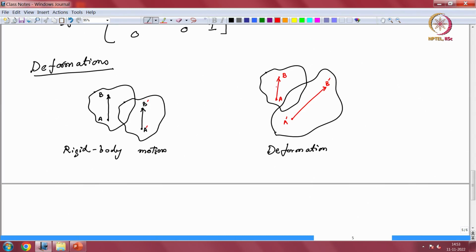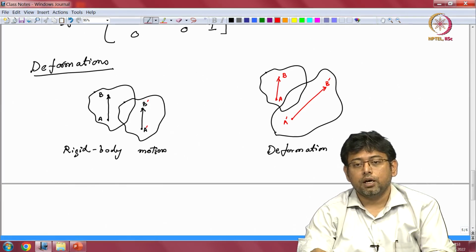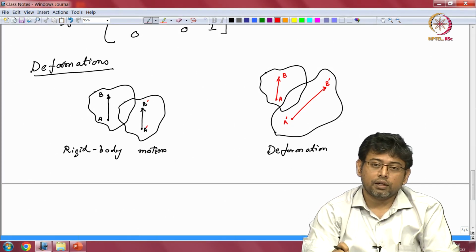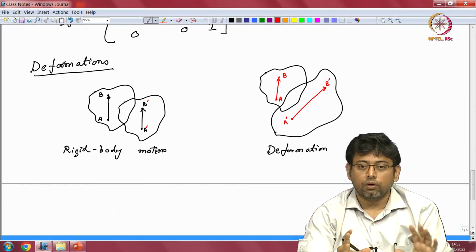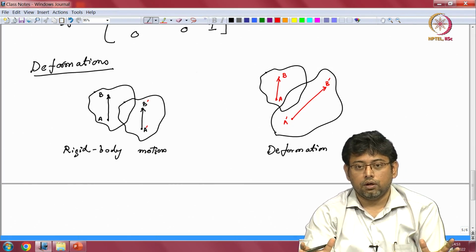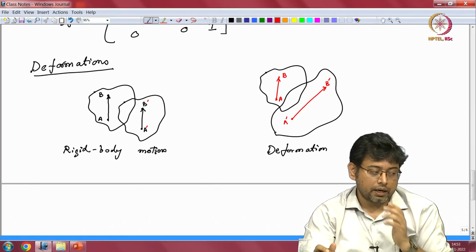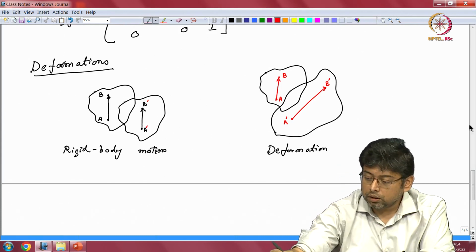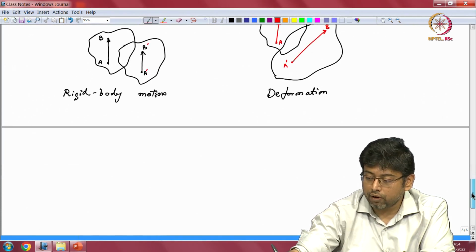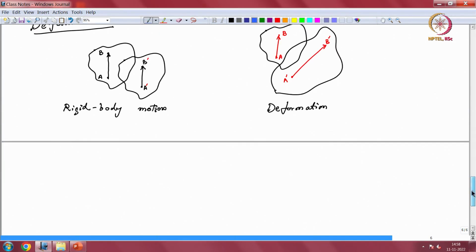So what is a body? It is just a collection of many different points. So we can draw all these vectors from, let us say, one point to other points in the body, and then we see how these radius vectors change, and that will give us some idea of the deformation. So this is how we keep track of deformation. Okay, so we are going to look at deformation of a body.